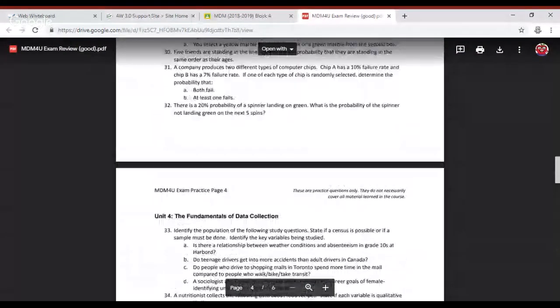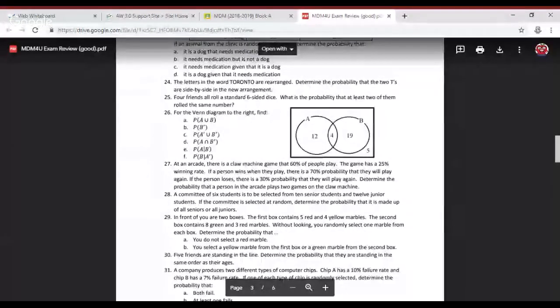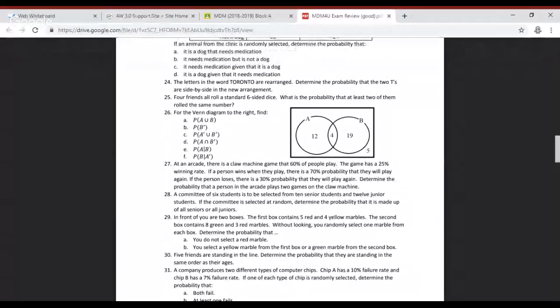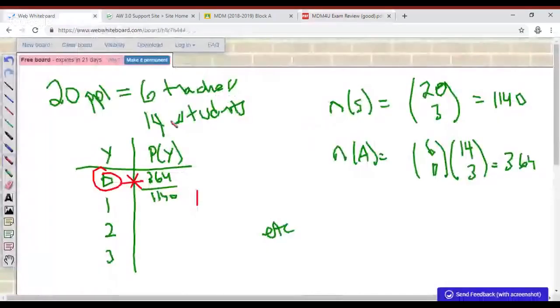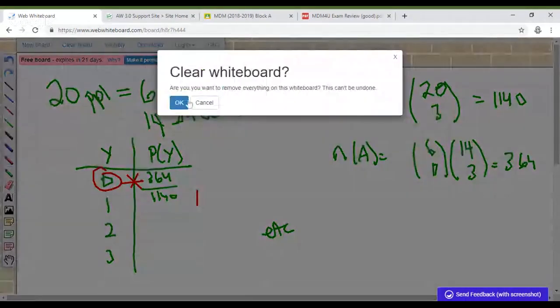Alistair, can you take up 25? Four dice are rolled. What is the probability that at least 2 of them roll the same number? So I did a video on this one, right? Did I do a video on this one? I'll just go through it really, really quickly.